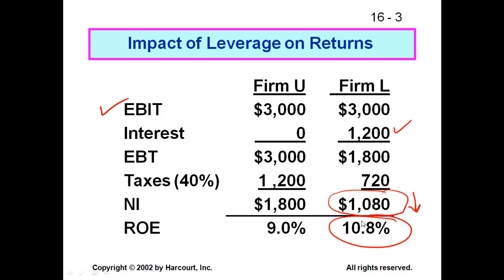So what is the equity for firm L? Equity for L was 10,000 and U was 20,000. So in this particular case, if you are the equity holder, you borrowed 10,000, then you are paying off the interest, and even though you have paid off the interest, you still have a net income of 1,080. So against your equity, you are making a higher return.